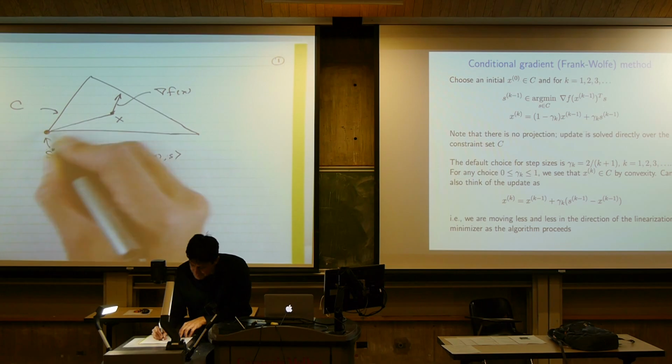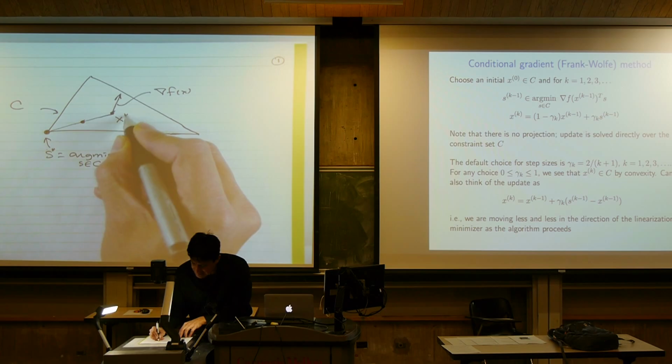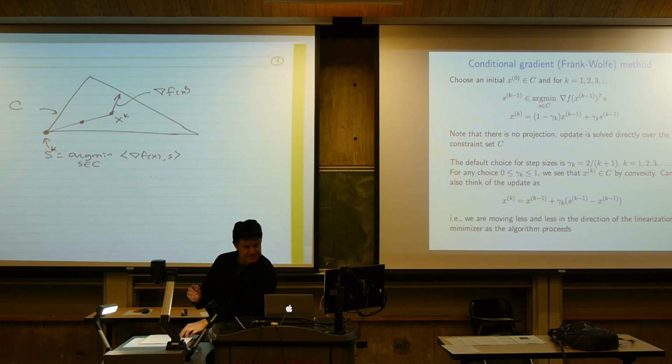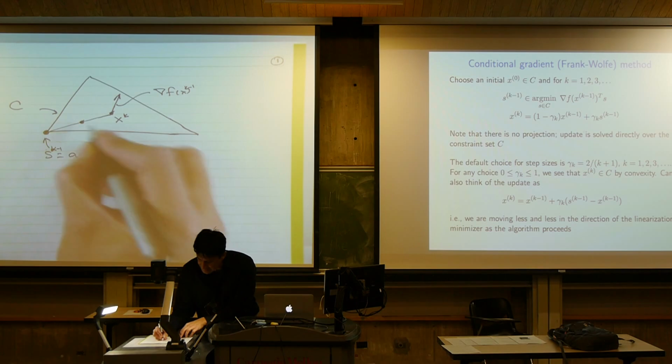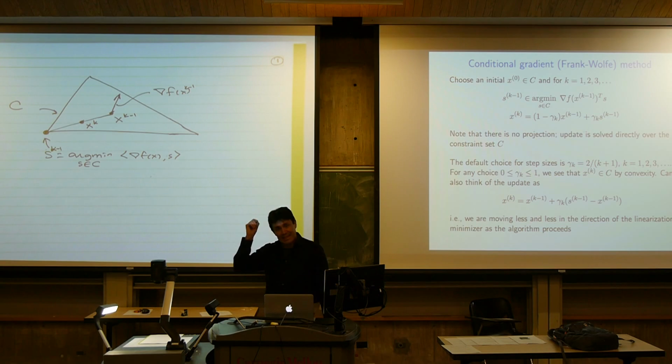So we will move around here. If this is, say, xk, and this is xk, this would be sk. I guess this is sk minus 1, k minus 1. Then this guy here would be xk. We'll take some length towards that minimizer of the gradient. Okay. So there is no projection.